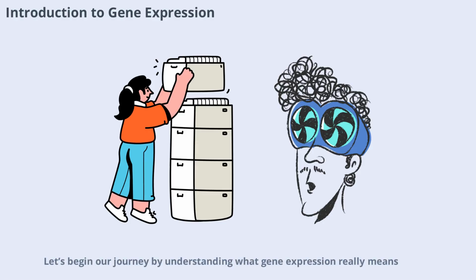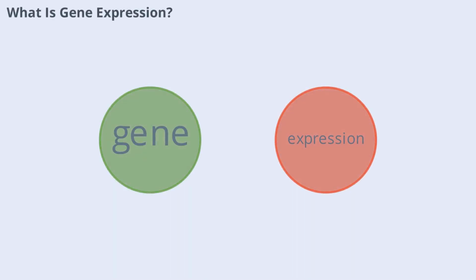Let's begin our journey by understanding what gene expression really means. Gene expression is the process by which information from a gene is used to create a functional product, like a protein. Not all genes are active at all times; some are switched on or off depending on the cell's needs. This selective activation allows cells to perform specialized functions. For example, muscle cells express genes that help them contract, while nerve cells express genes involved in transmitting signals. Understanding which genes are expressed and to what extent gives us insight into cellular behavior and health.